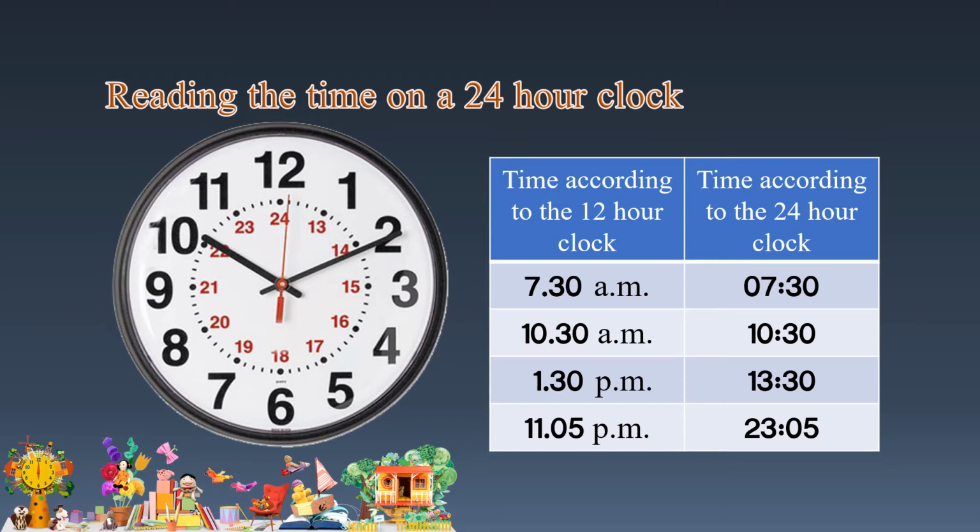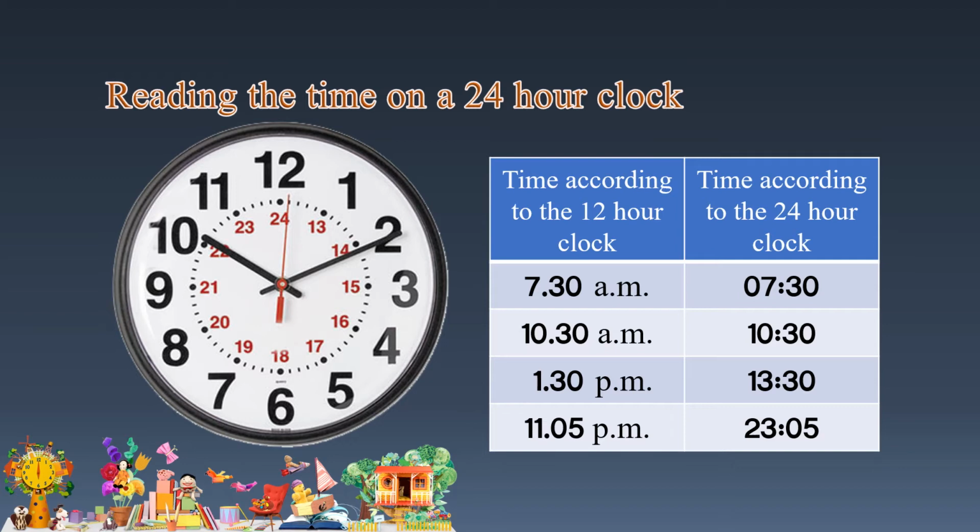Next one, 10:30 a.m. Once again, since it's antemeridian, you need not change the value. The time is the same, so it is 10:30 in the 24-hour clock as well. When it comes to 1:30 p.m., when the time is given in post-meridian, you obviously have to change it when it comes to the 24-hour clock. So 1:30 p.m. becomes 13:30 in the 24-hour clock.